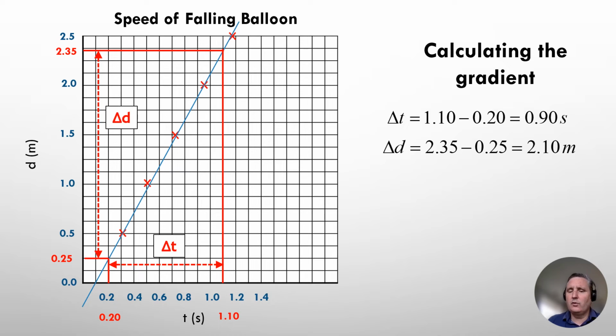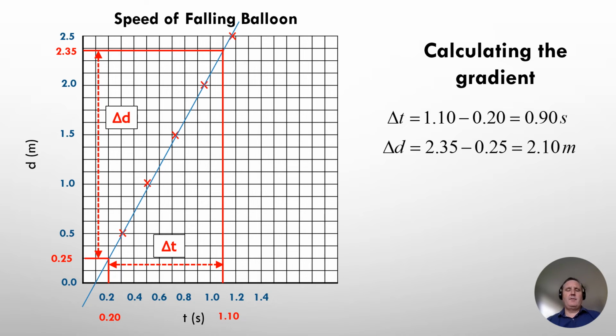And the answer, of course, I get here is 2.10 meters. So now I know the change in the time and the change in the distance for 2 points on the graph. And remember, we chose those 2 points by drawing these vertical and horizontal lines. I'm now going to calculate the gradient.